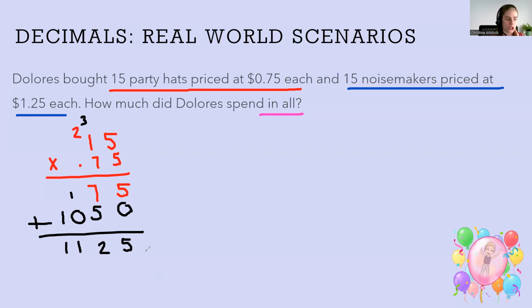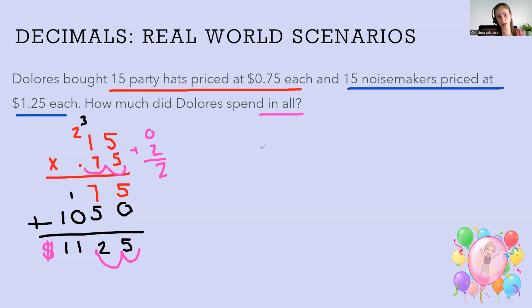And we have 1125. To figure out where our decimal point is going to go, let's look at our original problem here. I can see my first number has 0 digits following the decimal point. Our second number has 2 digits that follow the decimal point, meaning in our answer, we need to move that decimal 2 times. And that works perfectly, so it's $11.25 for the party hats. Now let's figure out how much the noisemakers cost.